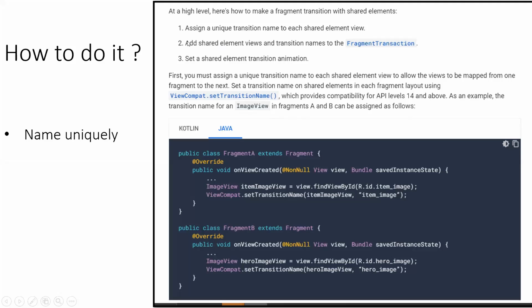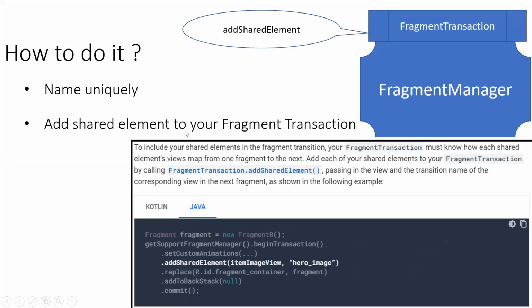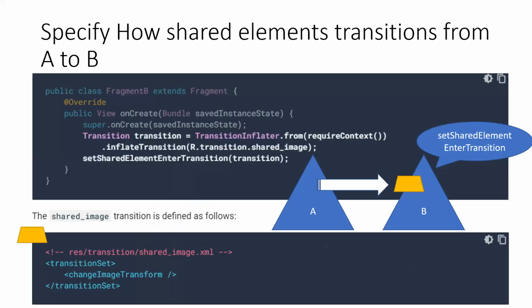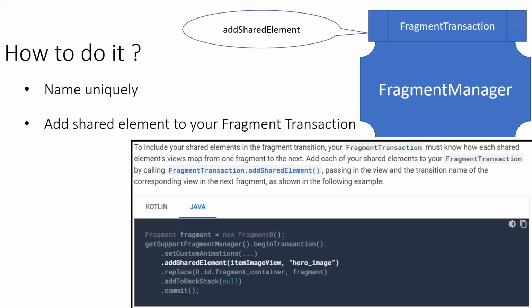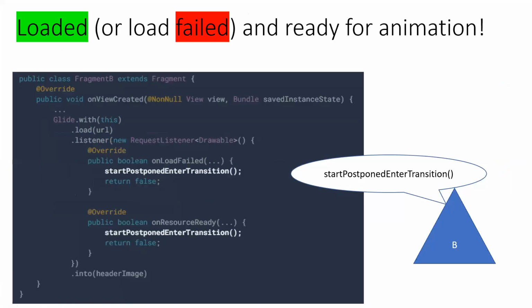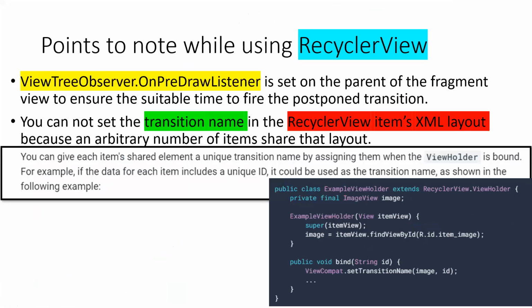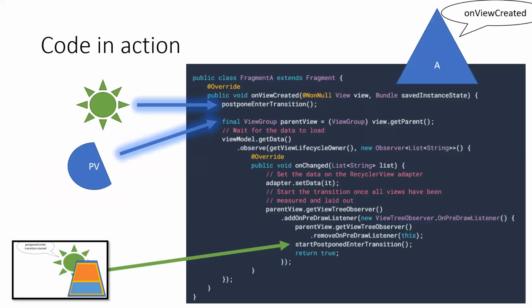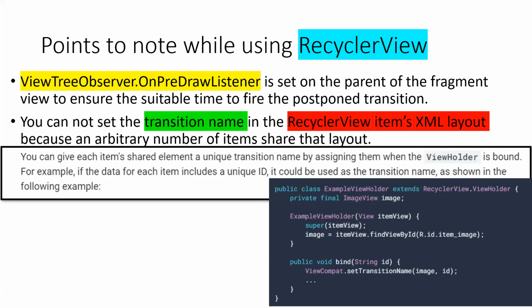The first step is to assign a unique transition name, and we saw that names can be set in an XML file. So we saw that you can name in an XML file. But in this process, when you're using a recycler view, you cannot use an XML layout file because an arbitrary number of items share that layout. So instead, if you want to associate a transition name, this is how you do it.